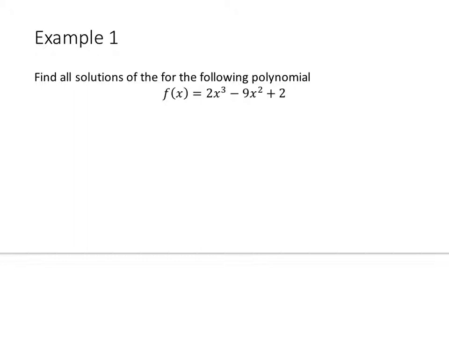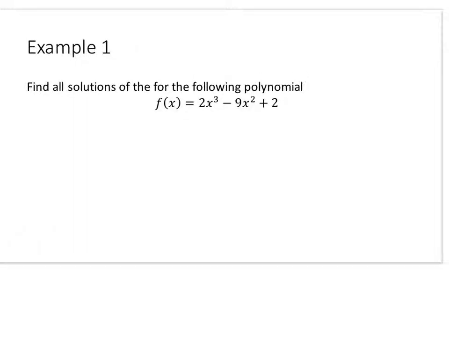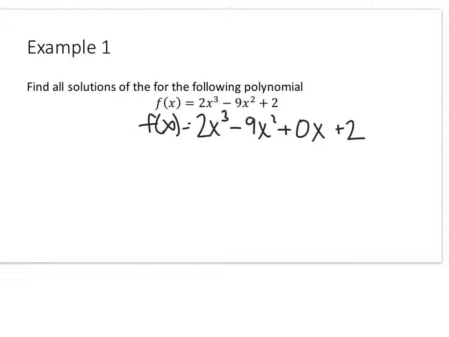Here I have 2x cubed minus 9x squared plus 2. The first thing I want you guys to notice is I'm missing a term. Remember, for synthetic division, if you're missing a term, you need to write that you don't have any of them. So I have 2x to the third minus 9x squared, and then I have 0 x's, but then I have my 2. From here, we're going to come up with our P over Q list.